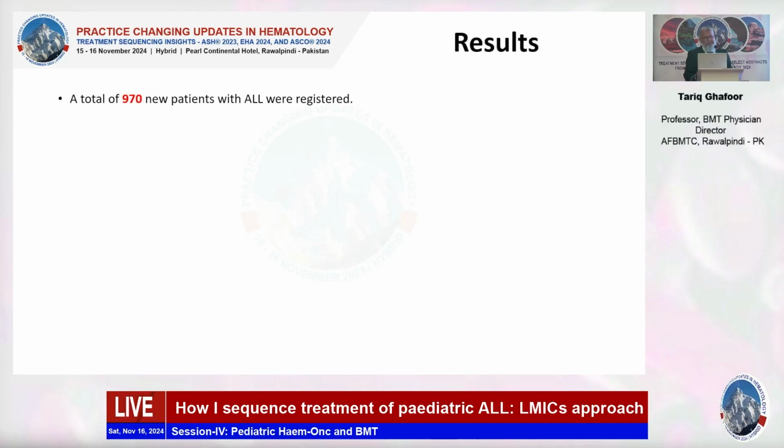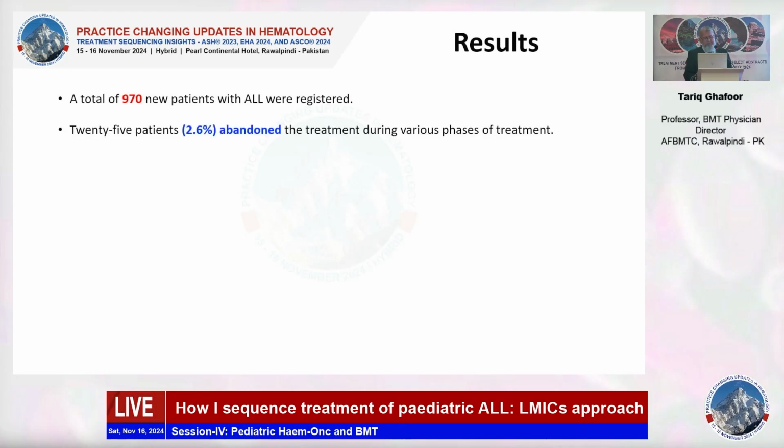There were 970 patients, and only 2.6% of patients abandoned the treatment, which is different from other centers in Pakistan. This was mainly because we have very close follow-up. All those patients who try to abandon, we call them, and sometimes we arrange transportation charges and medicines. If you are going to manage these patients, you need to take them along with you, otherwise if you just start the treatment and then leave them, many of them can't afford it, and they will just leave the treatment.